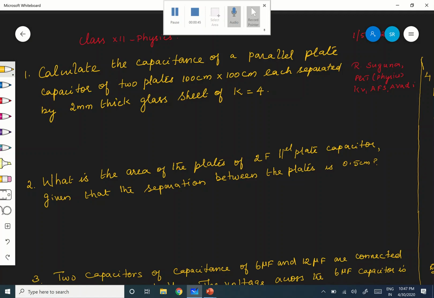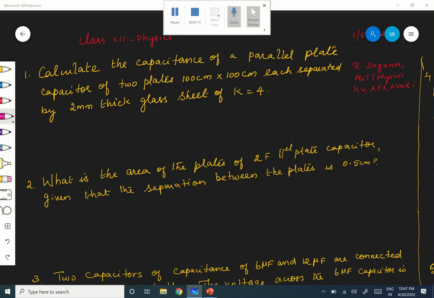So now between the plates it is not air but it is filled with a glass sheet. Now what you have to do? What are all the things given? The area of the plates is given, 100 centimeter into 100 centimeter. 100 centimeter, therefore 1 meter, 1 meter into 1 meter.